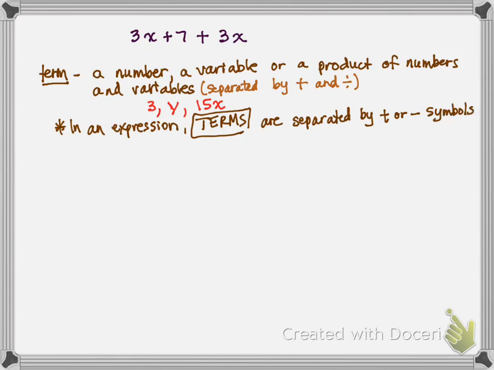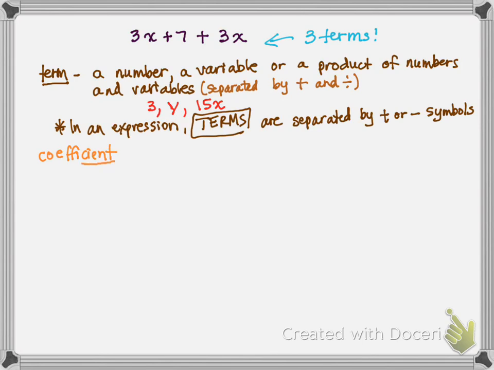Okay, there we go. All right, so again, 3x, 7, 3x are the terms of this particular problem. In fact, we could say there are 3 terms. Okay? All right, so let's talk about things that could show up in a term. Let's talk about a coefficient. And you've been hearing me saying this word, so now we're making it official.